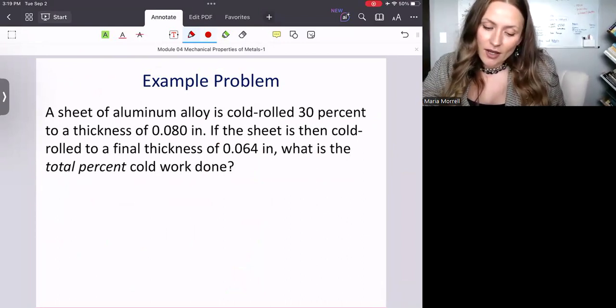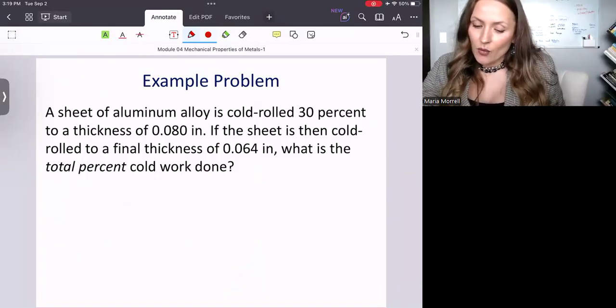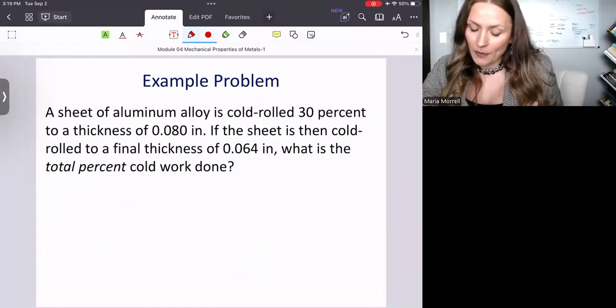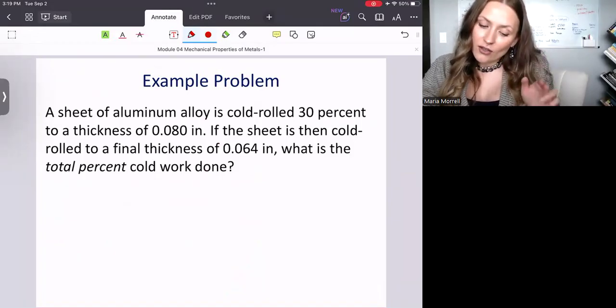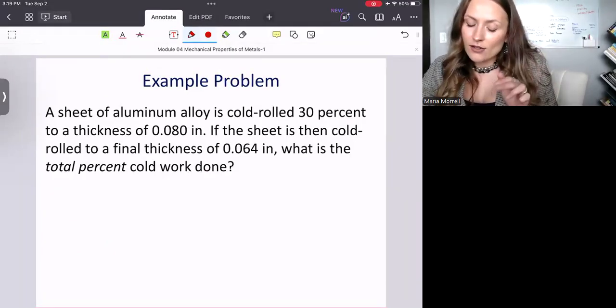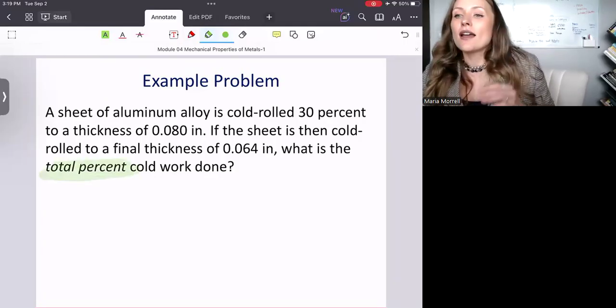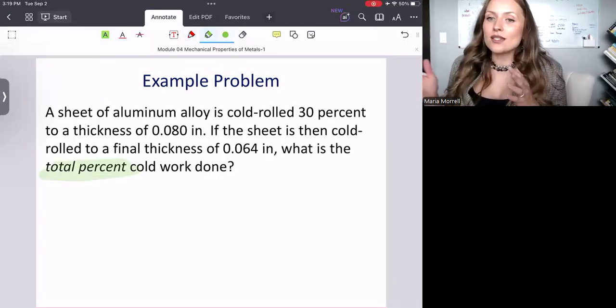Okay, so this time we are looking at a sheet of aluminum alloy, which is cold rolled 30% to a thickness of 0.08 inches. If the sheet is then cold rolled to a final thickness of 0.064 inches, what is the total percent work done? This is the key word here. So it looks like I am doing it in two steps.